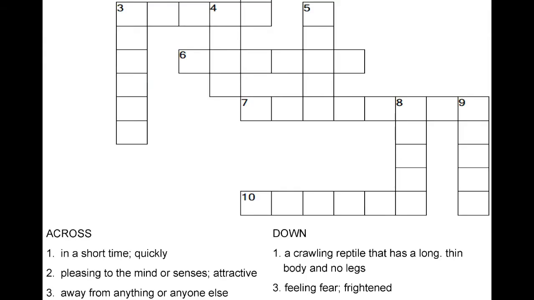On this activity, the student will fill in the crossword puzzle by writing the word that matches the numbered definition and direction. Let's do number 3, for example. First, read the definition. Away from anything or anyone else. Since we know this is the definition for alone, we will write the word in the boxes for number 3 across.